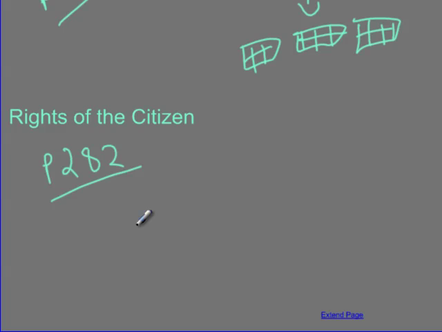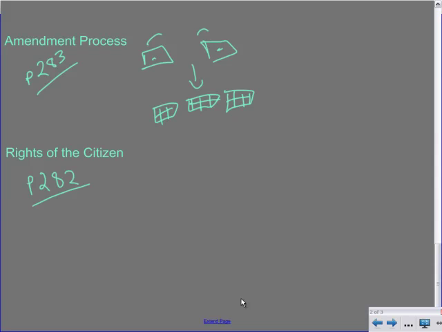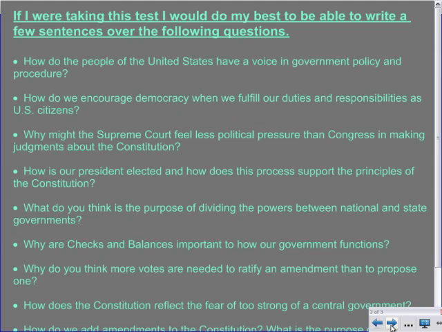Let's move on quickly to talk a little bit about your B-level questions. As always, we have touched on a lot of the B-level questions already, but I'll shoot through them just to give you an idea of what we're talking about. How do people of the United States have a voice in the government and policy and procedure? Basically, what this question is asking you is, how do people participate in our government, and how do the people rule?